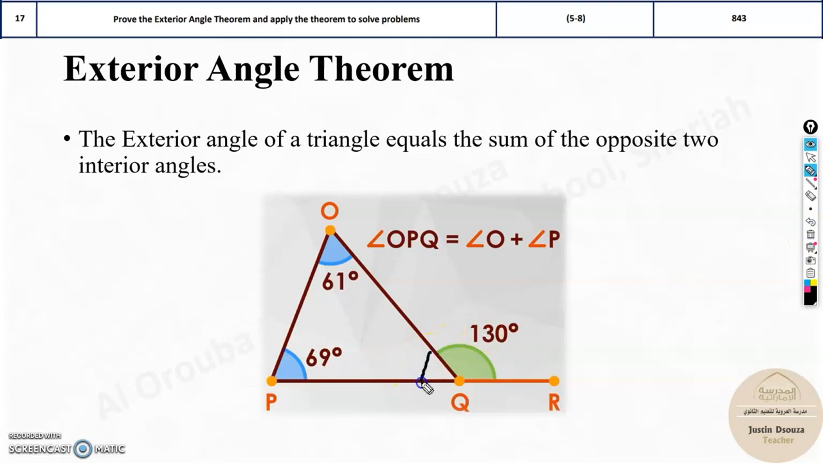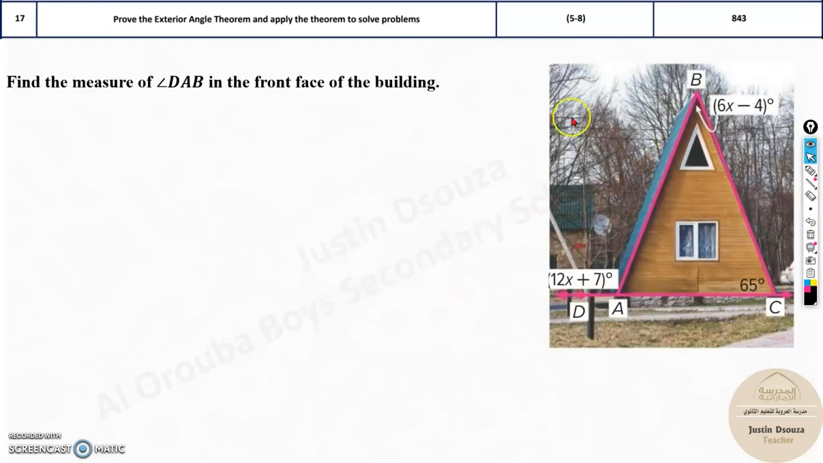Now 130 is the supplement to this. If this is given, so it's 50 over here. Don't use this, that will be an error. You need to use the far ends. Now let's see problems on this.